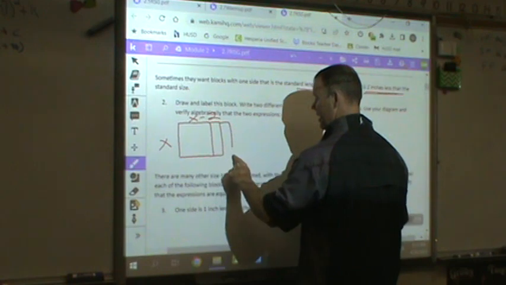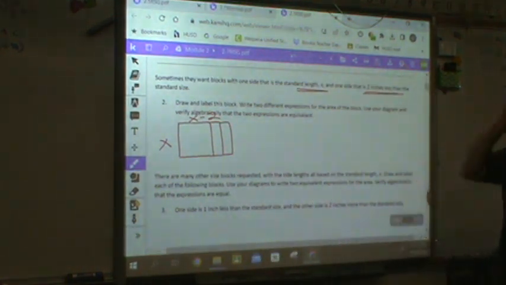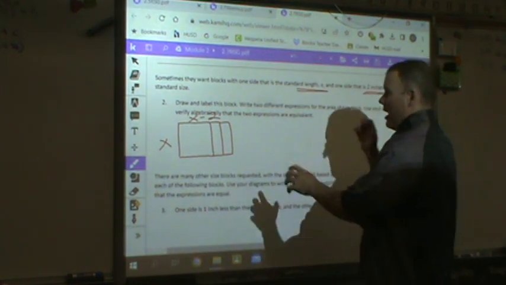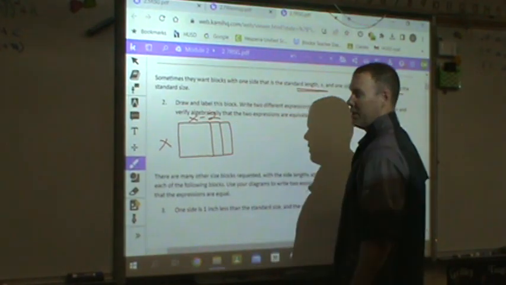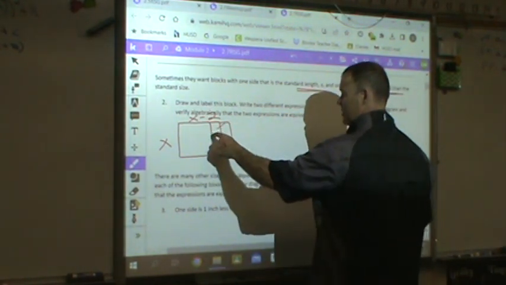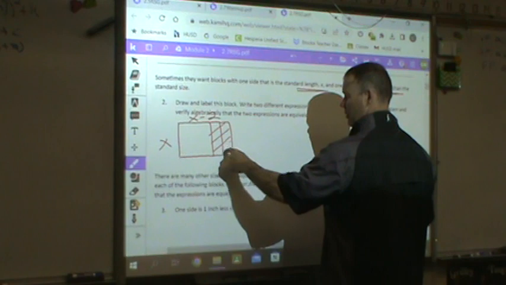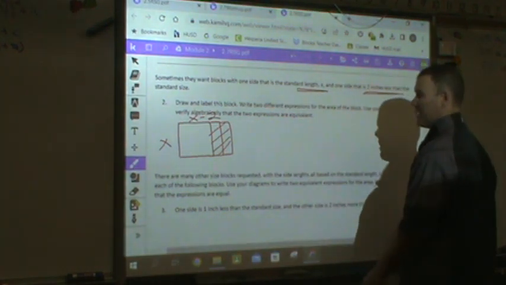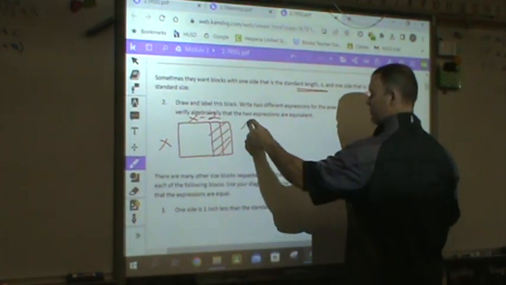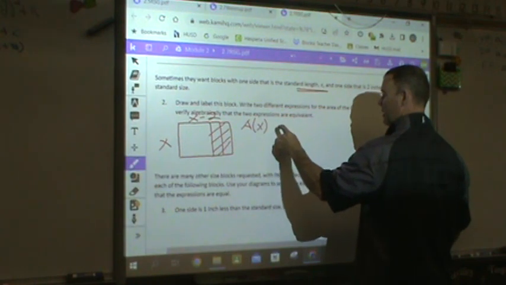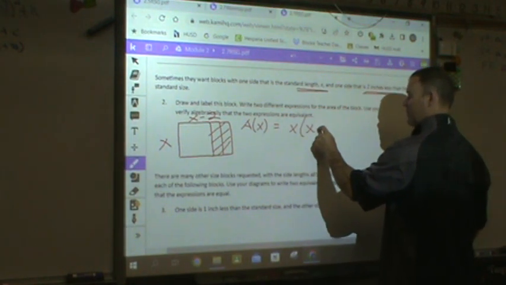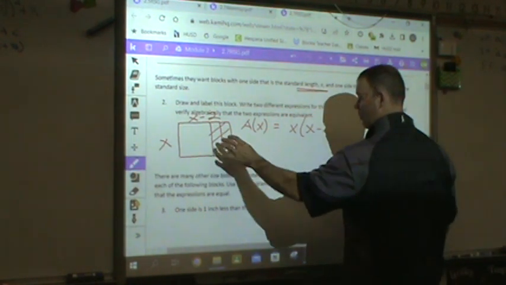Well, less than insinuates that we subtract. So it looks like I'm going to add 2 to both sides, but really I'm not. I have to identify my model somehow to show that I'm using subtraction, and that's simply some shading. So the shading shows me subtraction. Length times width, so I'm going to get x times x minus 2.